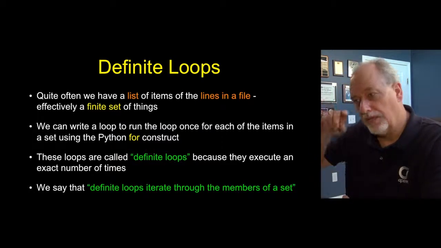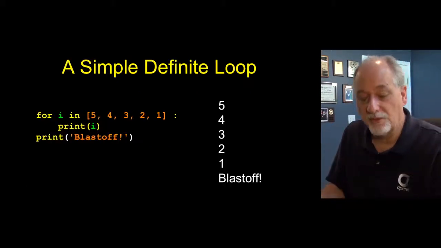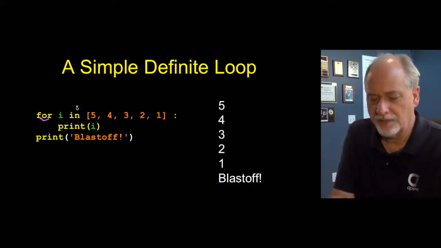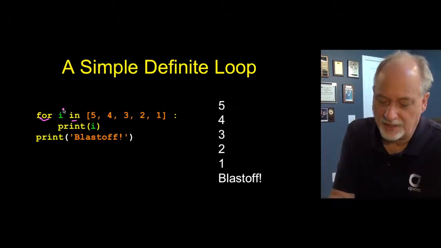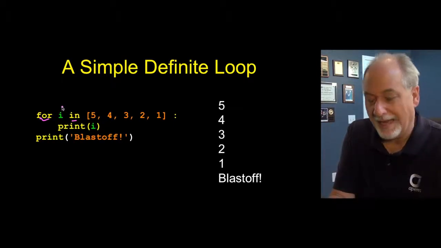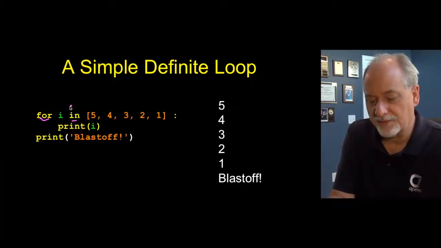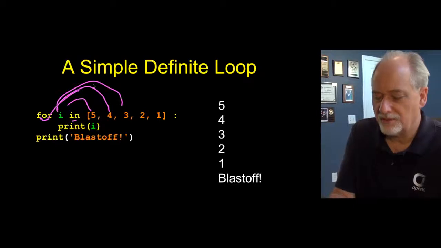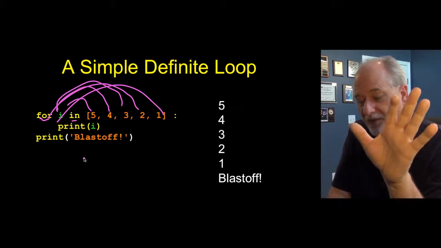So definite loops iterate through the members of a set. Here's a very simple for loop. You see the for keyword, and in is also a keyword. The iteration variable is something we put right here. This i is declared; it's like an assignment statement. And i is going to take on successive values. So i is going to be 5 the first time through the loop, then 4 the second time through the loop, 3, 2, 1. So i is going to be assigned 5 different times to 5 different values.